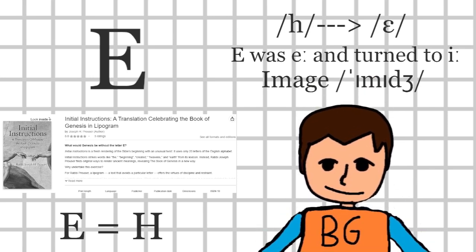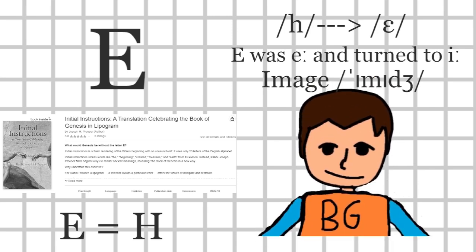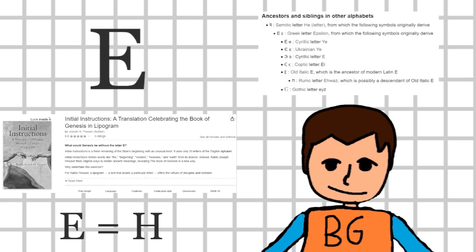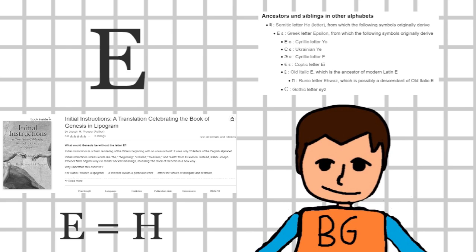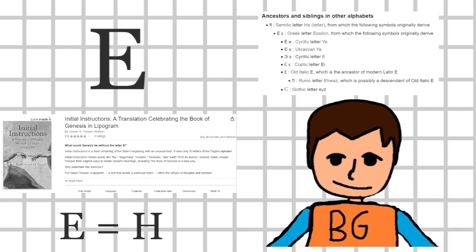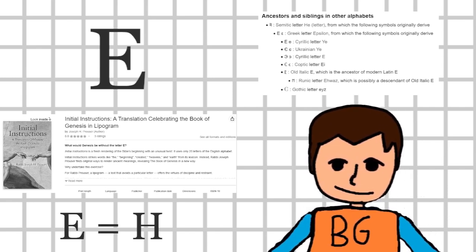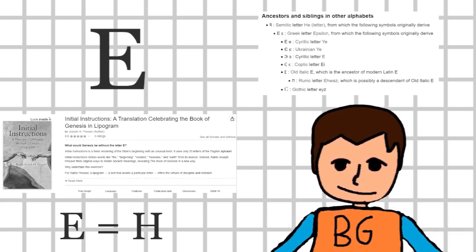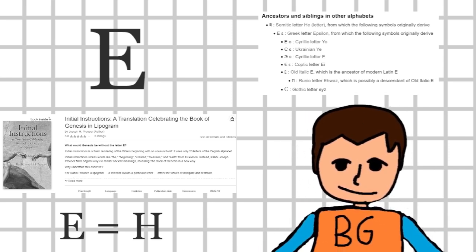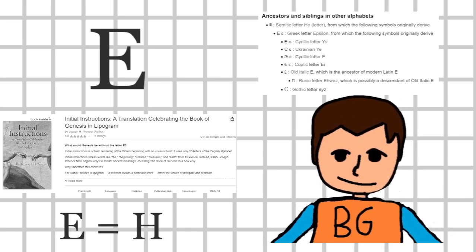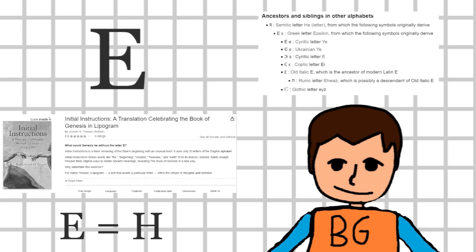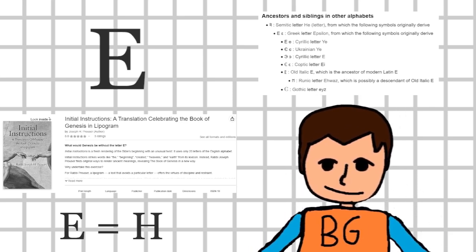Another thing E likes to do, since it's a very popular letter among languages, is that E has had many ancestors and many siblings in other alphabets. One of these is obviously the Greek letter epsilon, which is the ancestor of the Latin E. The ancestor of epsilon is the Semitic letter He. We also have the Cyrillic E, which is practically the exact same as the Latin one, and it makes the sound ye.